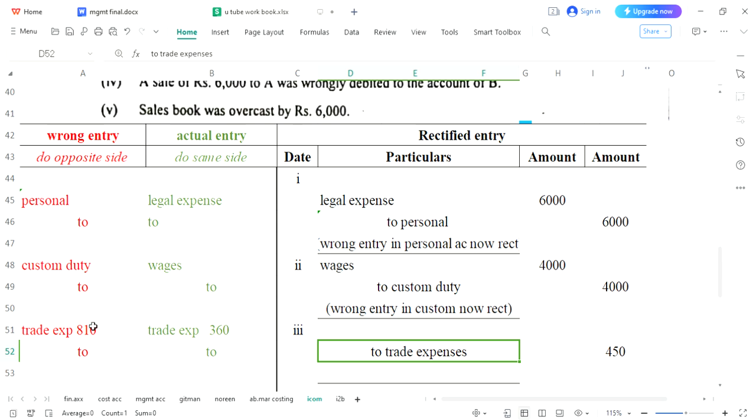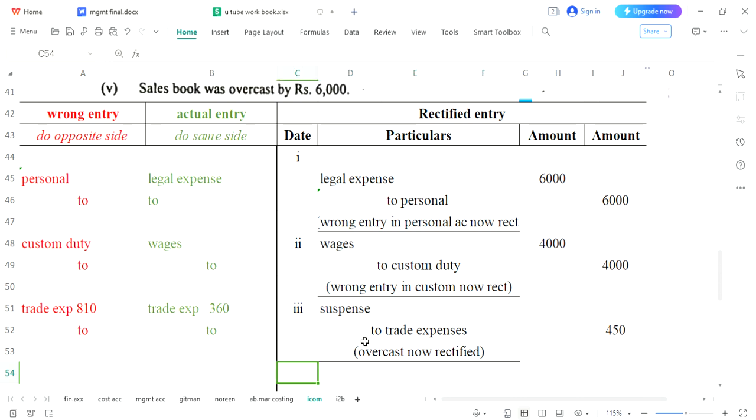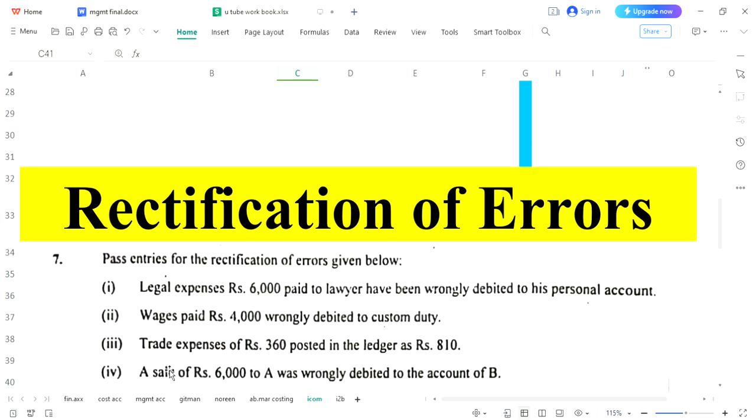Trade expense was in mistake and we have rectified. Nothing is left to be written on the debit side. For the time being, we will put suspense account, and finally we will write the narration. Since it was overcast, we will write overcast now rectified. Alright guys, suspense to trade expense in case of overcasting. 3 entries completed. Now fourth entry, sale of rupees 6,000 to A.